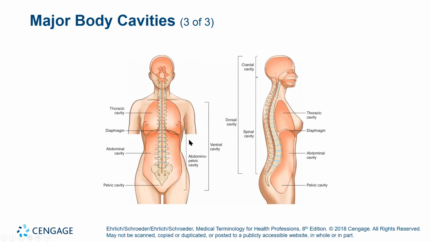So you can see where this is the abdominal pelvic cavity, and then this whole area here is the ventral cavity. Looking at the side view here, then we have the cranial cavity, which is the cranial all the way through this and the spinal. And this is your back, so this is the dorsal cavity. The thoracic here, the diaphragm, you can see a little bit better in this picture here, the abdominal, and then the pelvic cavity.